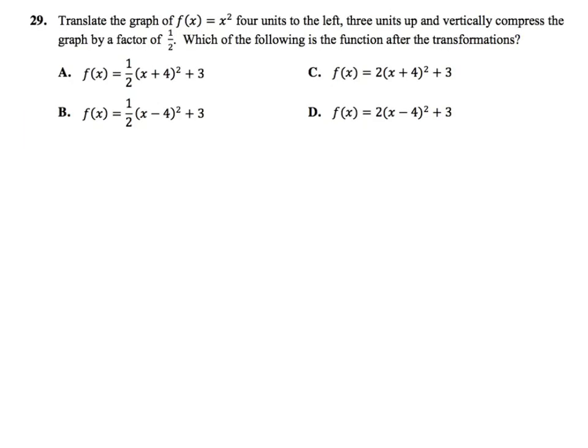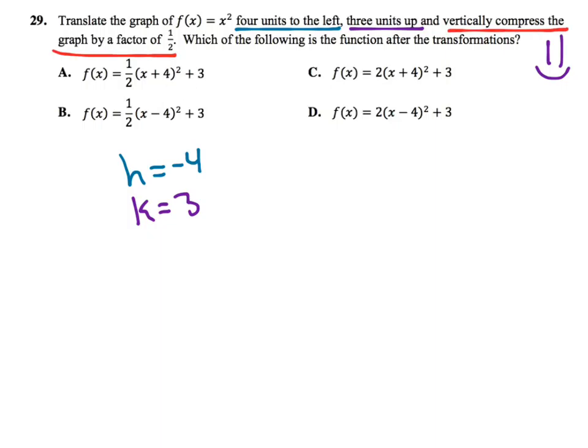Number 29. Almost there. Translate the graph of, there's our parent function, 4 units to the left, 3 units up, and vertically compress the graph by a factor of 1/2. Okay, so we know what these are, right? 4 units to the left means that our h is going to be -4, right? To move to the left, that's a negative. Our k is going to be, 3 units up means k will be positive 3. And our a is going to tell us our compression factor of 1/2. a is 1/2. Now I just need to plug it into the vertex form.